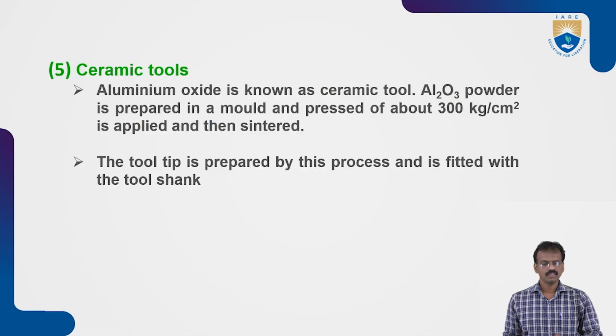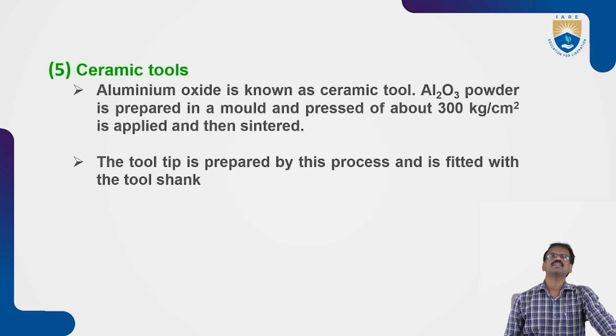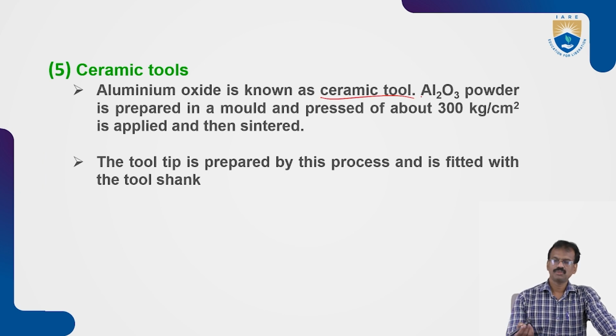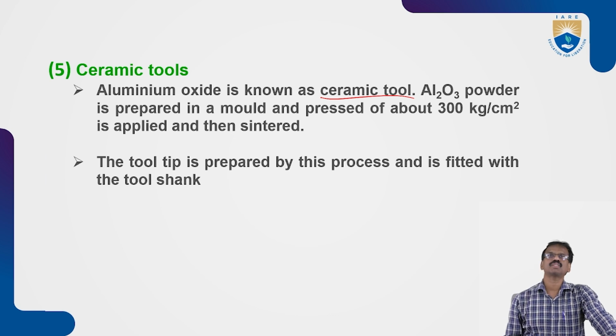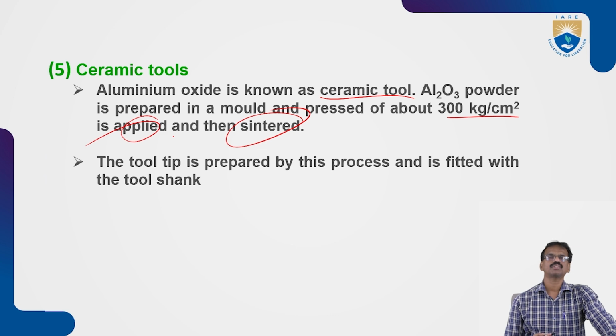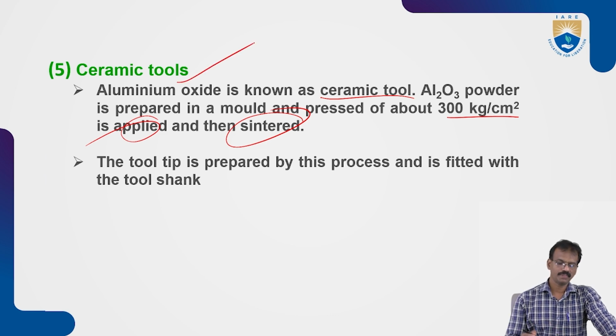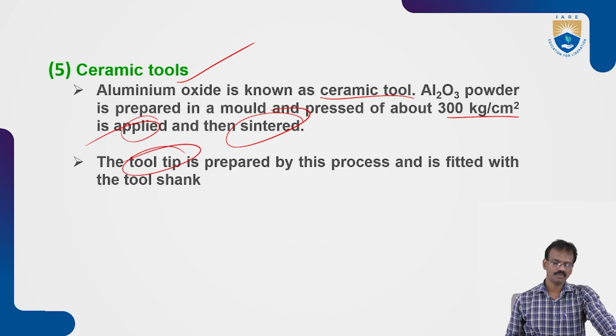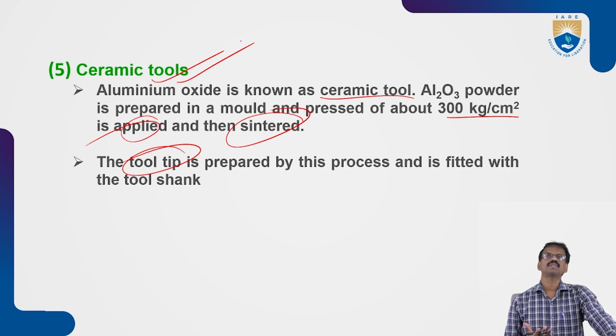Next, we'll see ceramic tools. We already discussed this one. Aluminum oxide is known as a ceramic tool. Aluminum oxide powder is prepared in the mold and pressed, with up to 300 kg per square centimeter applied, and then sintered. Through this powder metallurgy process, ceramic tools are prepared. Mainly the tool tips are prepared from this type of material, because we can't prepare the complete tool bit, as the cost of this material is very high. So only the tool tips will be prepared.